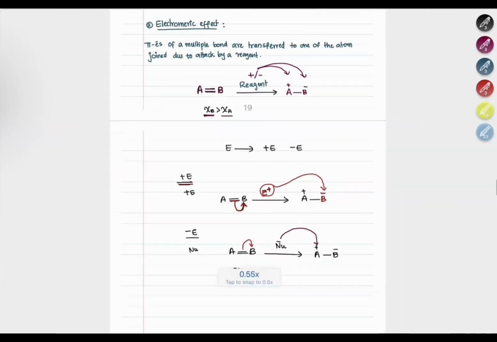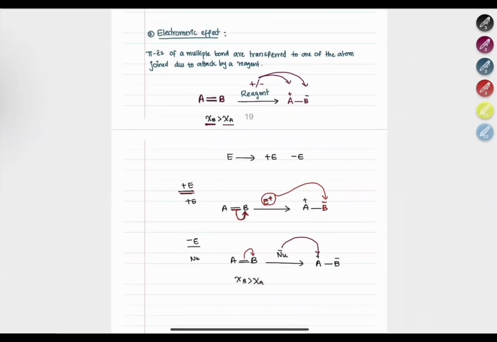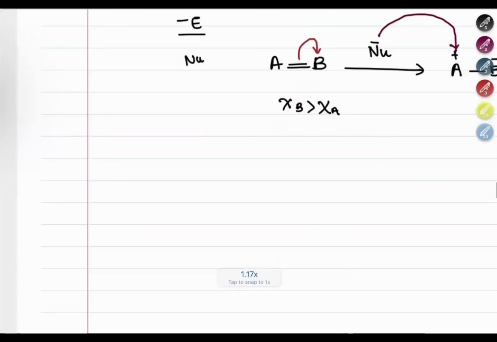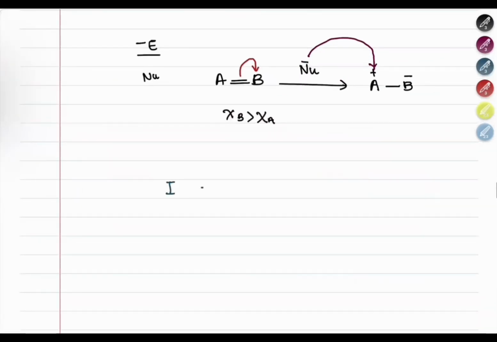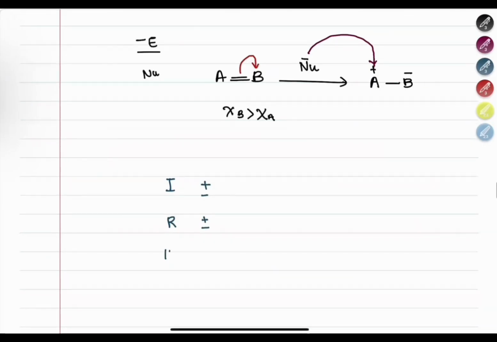So as of now, we have explained different types of electron displacement effects. We have explained the inductive effect, that is I effect. It can be either plus I effect or minus I effect. And we have explained the resonance effect. Again, it can be either plus or minus effect. Then we have explained the hyperconjugation effect. Then we have explained the electromeric effect. That also can be either a positive or negative effect.